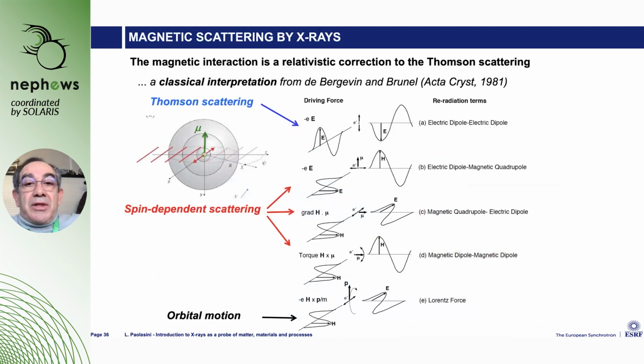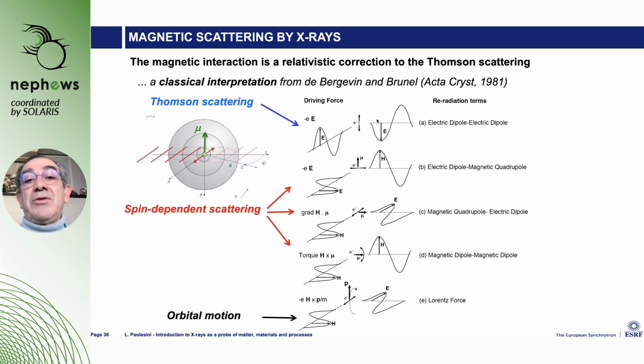In general, the interaction of the free electron with the X-ray is much more complicated. For example, in the case of magnetic scattering, we need to consider many kinds of radiation terms, because the electron possesses a spin. And so if we want to investigate in more detail the magnetic interaction between X-ray and electron, we have to take into account different kinds of radiation terms.